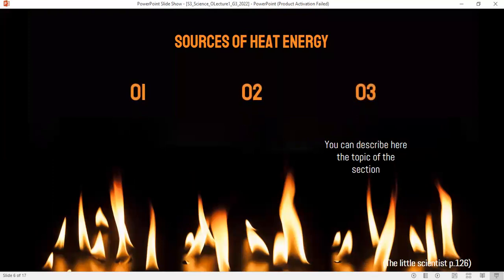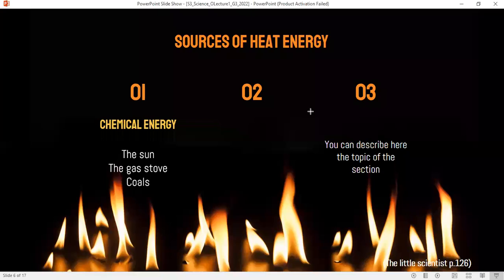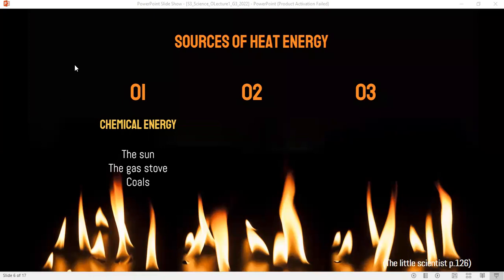Let me tell you that heat energy comes from three different kinds of energy, okay? Chemical energy. What's a chemical energy? Each time you burn something to warm yourself, to keep you warm, to make heat energy, we can say that it is the chemical energy turning into heat energy.